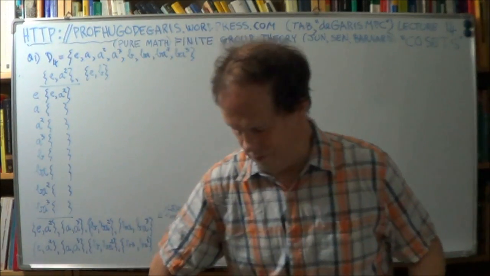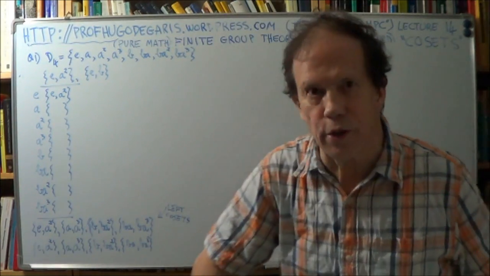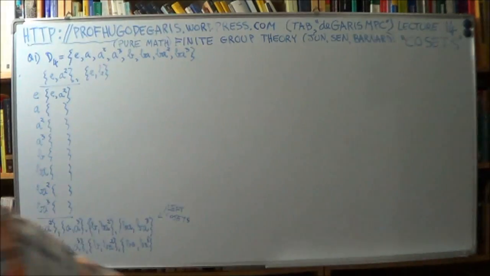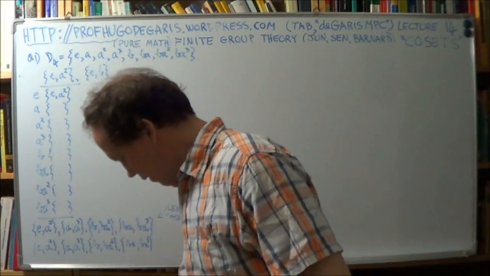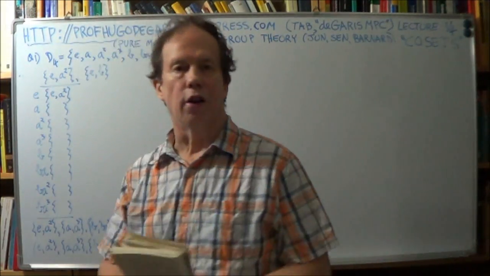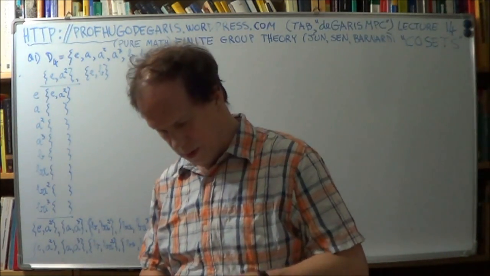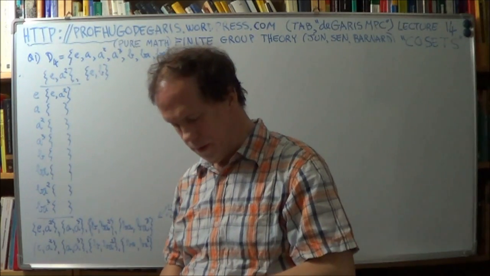This is the problem solving session of lecture 14 on Cosets. About 5 or 6 questions.